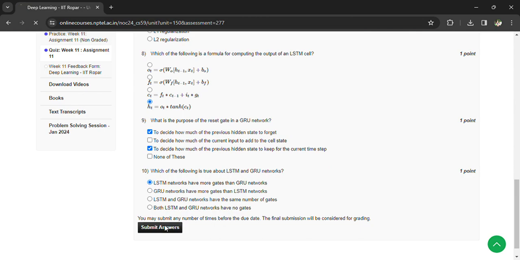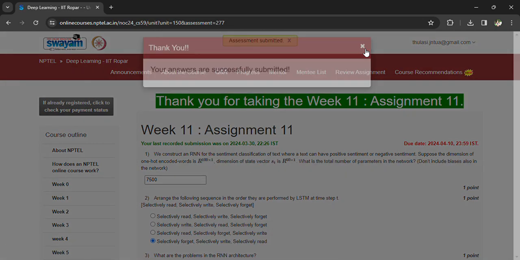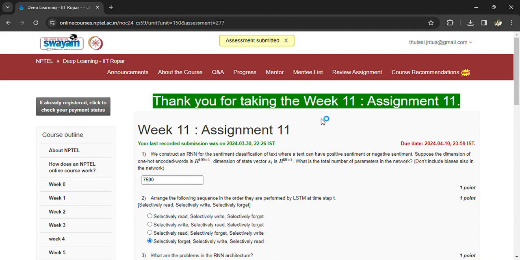Now you can submit your answers. Once the answers are submitted, you can see the assessment is submitted. So again, we are having only one assignment. After that, you will be having the exam. So prepare for the exam also.